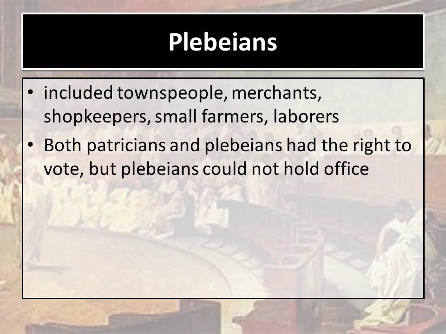There were many different types of people who were considered plebeians. Plebeians included townspeople, merchants, shopkeepers, small farmers, and laborers. Both patricians and plebeians had the right to vote, but plebeians could not run for public office.